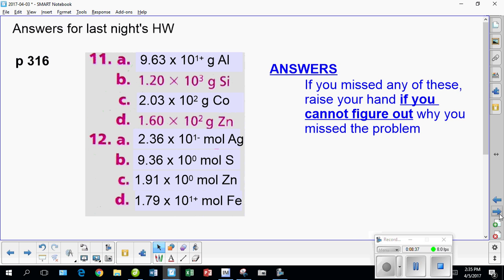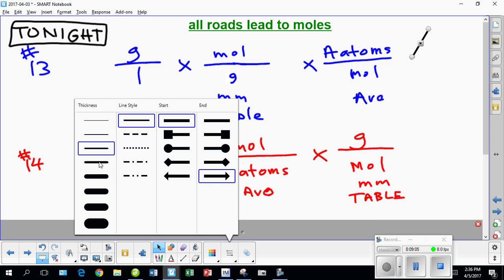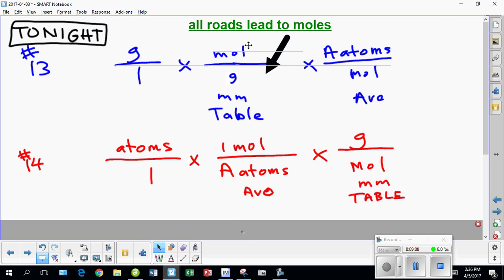Let me show you a really good summary, and you probably want to get this into your notes somewhere. Come on, let's go down. There we are. All roads lead to moles. What do I mean? Let's get an arrow up here so I can point for the people at home. And this guy, we'll make it a little bit thicker so it stands out a little better. And yeah, we'll make it a lot thicker. Okay. So this guy is my moles. You'll notice I have moles here as well. Moles is always in the middle of these calculations, and it's always on the top.